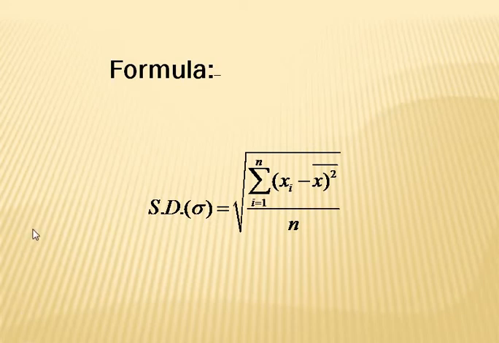Let us consider one example. Given the ungrouped data: 10, 11, 10, 11, 9, 7, 9, 11, 12, 10. First of all, we have to find the mean of that data. The formula of the mean is x bar equals the summation from i equals 1 to n of xi, divided by n.